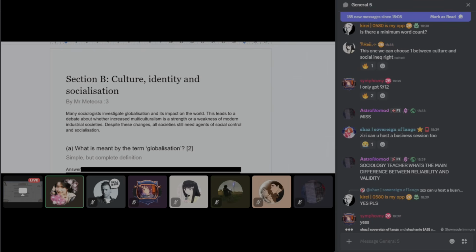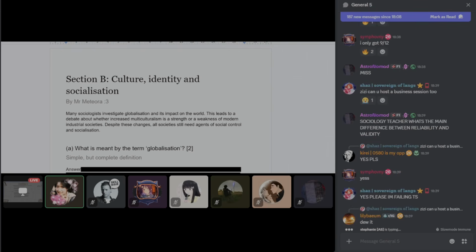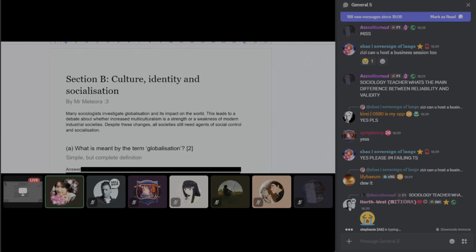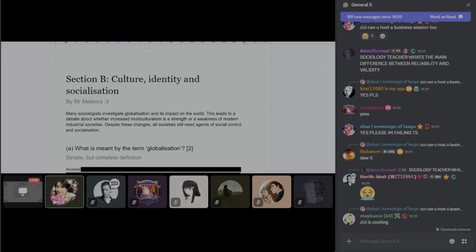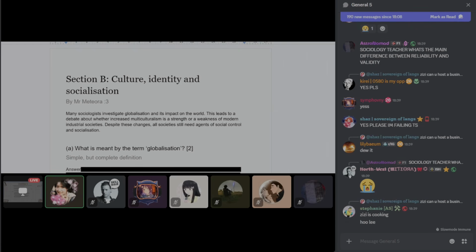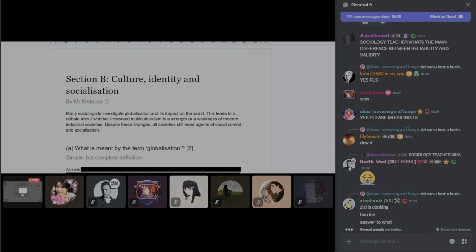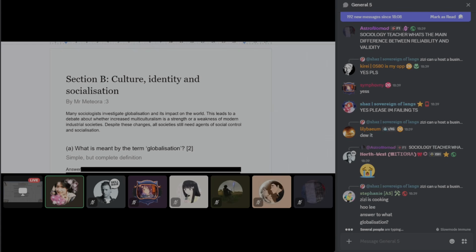Sociology teacher, what's the main difference between reliability and validity? Does anyone know the answer to that, or do you guys want me to answer? The difference between validity and reliability.